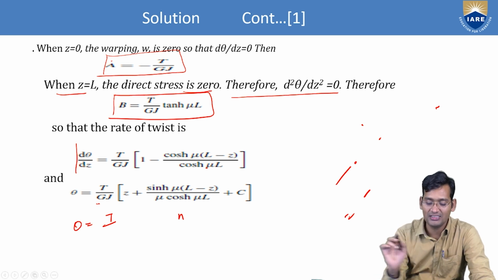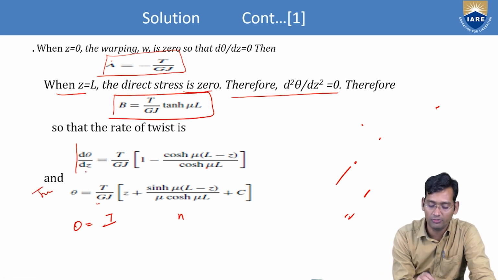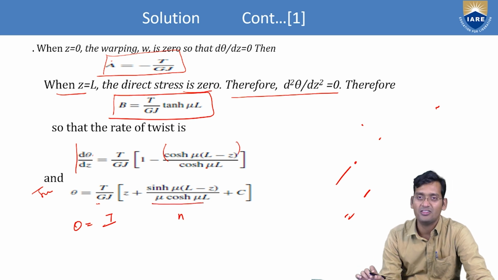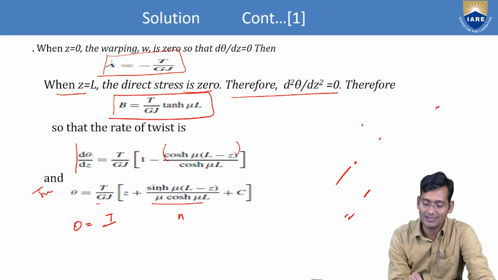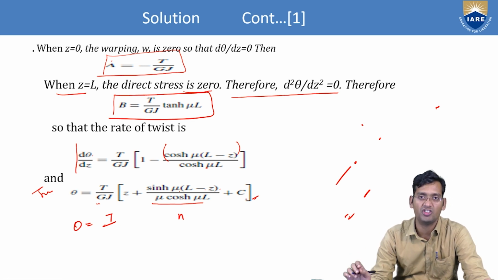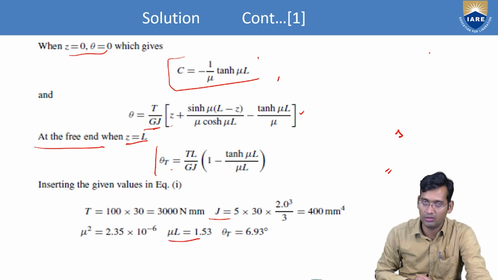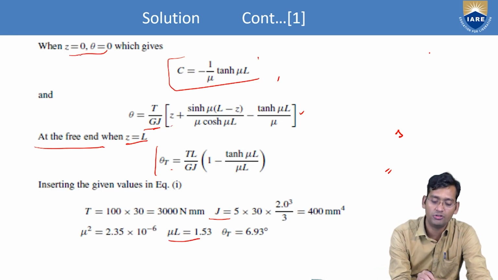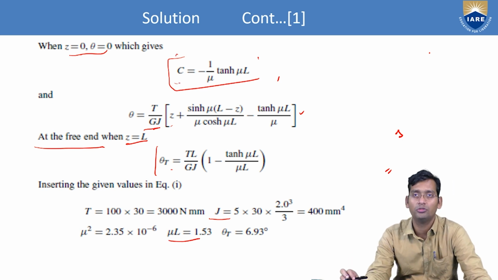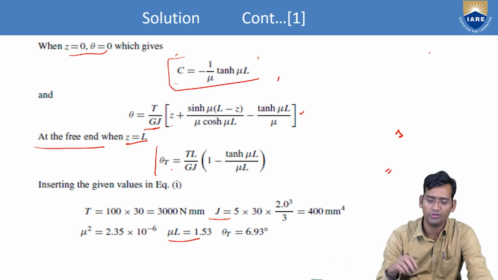So from here, just integrate this one. After integrating, what will we get? Theta equals t by GJ. Integration of 1 is z, and because mu cosh mu L is constant, the integration of this is minus sinh mu (L minus z), plus this integration constant c. Now here we have to find the value of c, because the integration constant is there. So to find c, again put the boundary condition. When z equals 0, theta equals 0, which gives c equals minus 1 by mu tanh mu L.